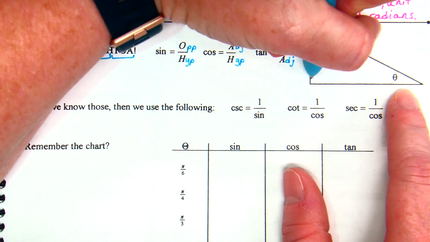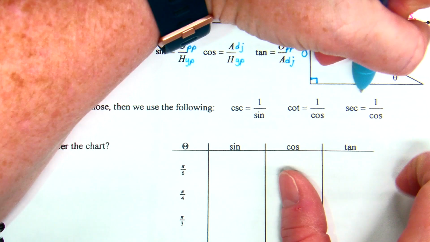Okay, spot the typo in the next line. Cosecant is 1 over sine, cotangent is 1 over cosine, and secant is 1 over cosine. Yeah. So these are our reciprocal functions. Cosecant and sine are reciprocals, right? So cosecant is 1 over sine. Cotangent is a reciprocal to tangent. So cotangent is 1 over tangent. And secant is a reciprocal of cosine. So secant is 1 over cosine. Okay? Sounds familiar, right?